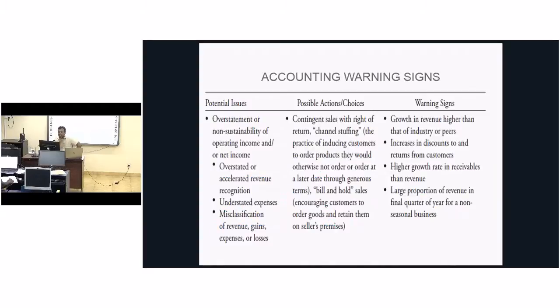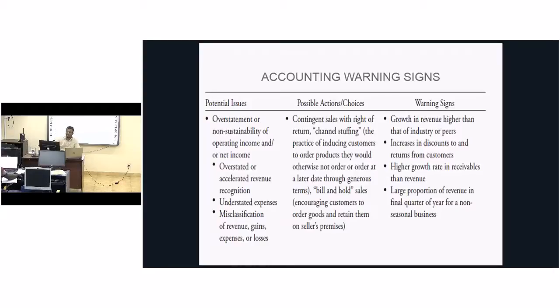Accounting warning signals. There are some potential issues: overestimation or underestimation. Now look, how to catch it? That's an important aspect. Growth in revenue. Look, warning signs, we call them red flags. Previously we took red flags. Growth in revenue higher than that of industry or peers. It means there may be something unexpected.